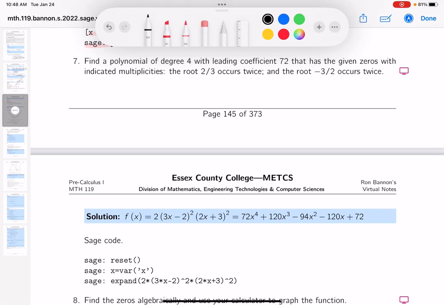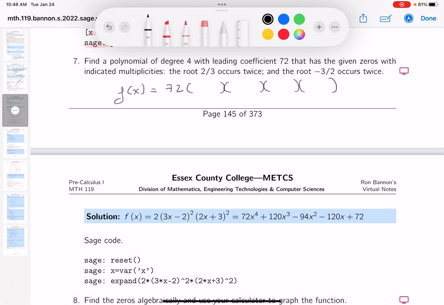Okay, this says find a polynomial of degree 4 with leading coefficient of 72. I'll write this over here, f of x. If there's a leading coefficient of 72, I'll write that down. And then I know there's going to be 4 separate factors. And I'm hoping that they're going to be relatively easy to come up with.